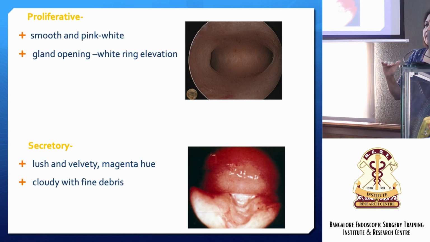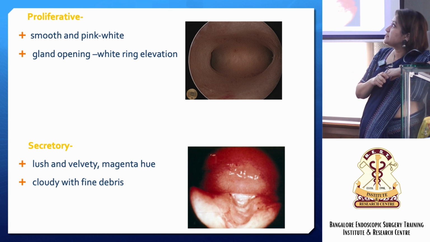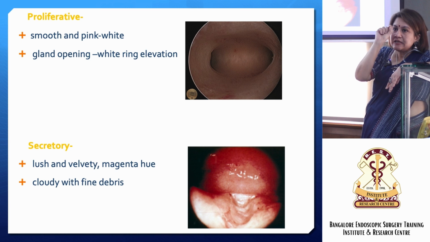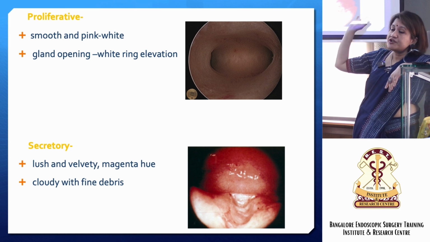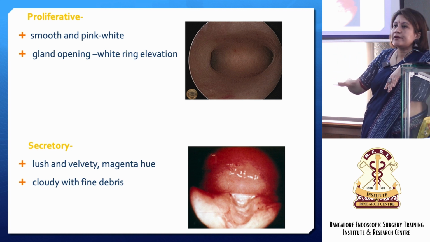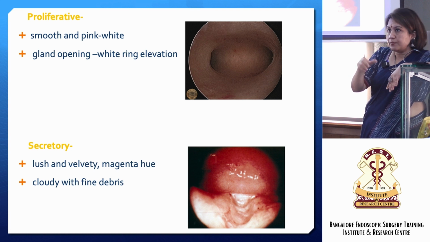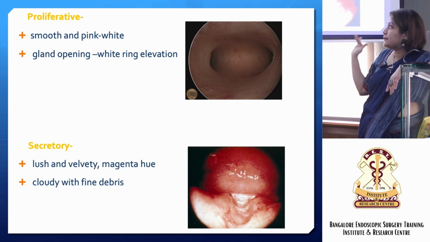Now, let us look at how the endometrium will appear during the proliferative phase. It will be smooth, and you will be able to see the gland openings as white dots. This is how you differentiate it from an atrophic endometrium. In an atrophic endometrium, it will be smooth and you won't be able to see white dots. So, next time you are doing a hysteroscopy in the post-menstrual phase, try to look at these gland openings. That is the normal proliferative appearance.